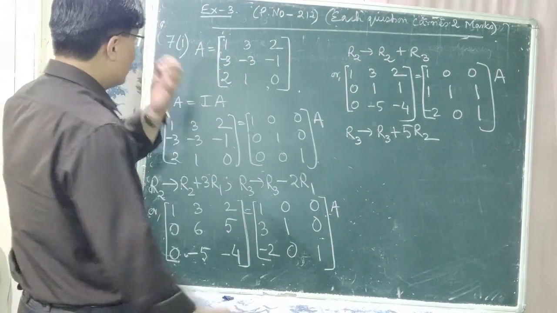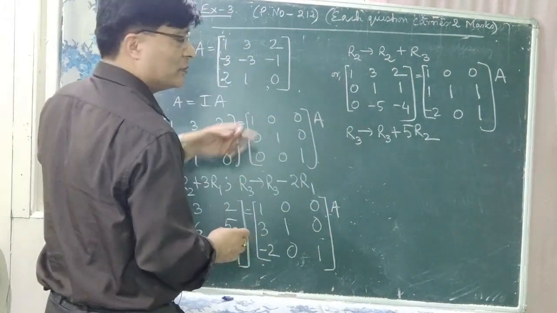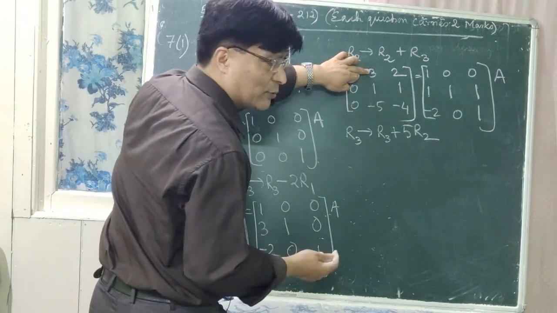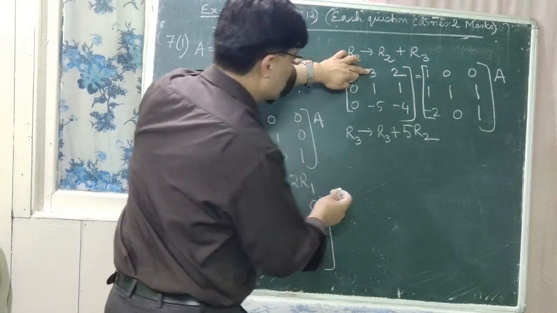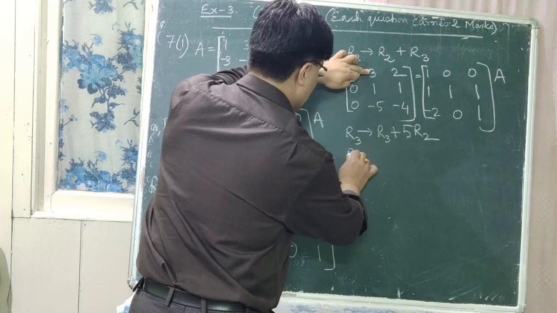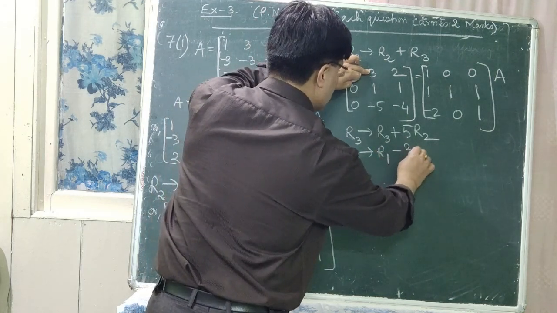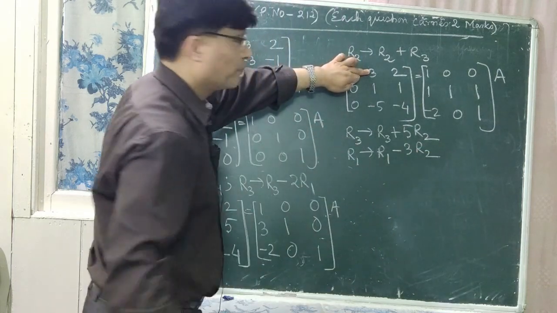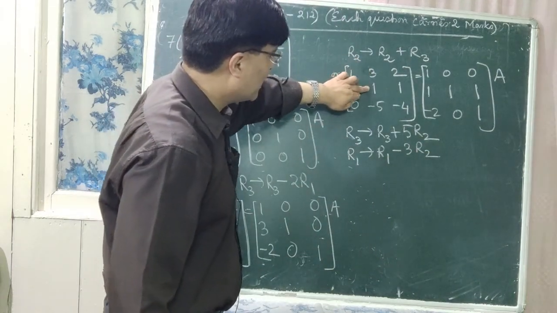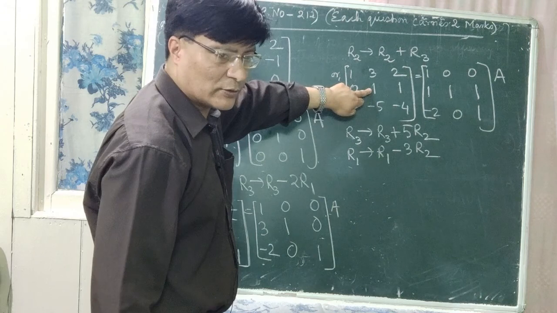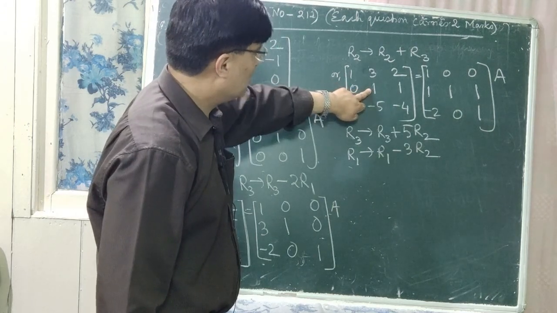And also you can make this 3 also 0, isn't it? We can make 3 into 0, right? How can we make it? R1 is equal to R1 minus 3R2. This 1 is multiplied by 3. In the second row there is 1 here.